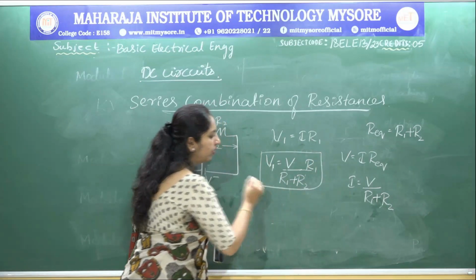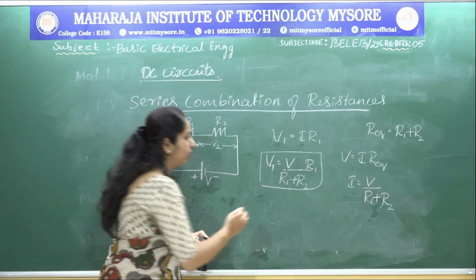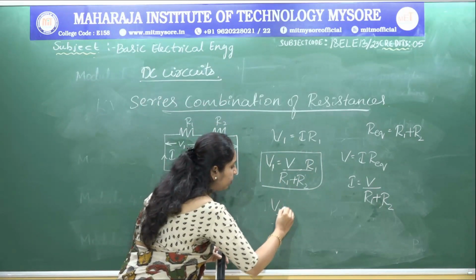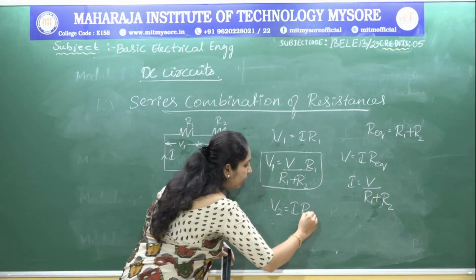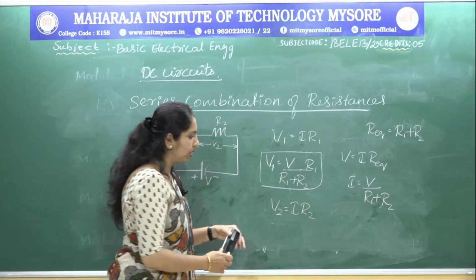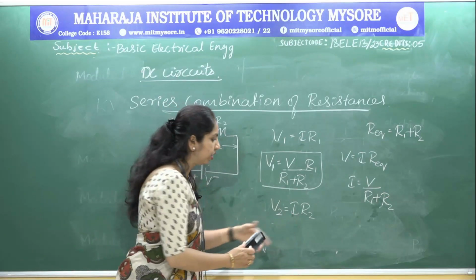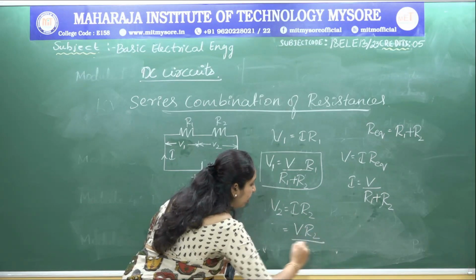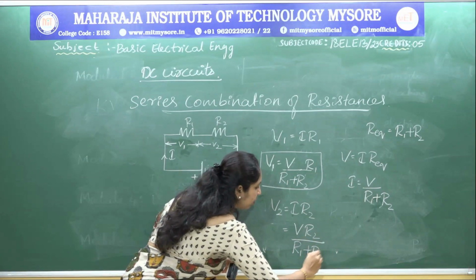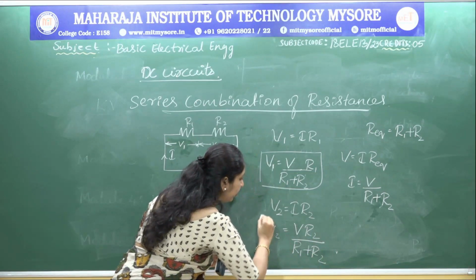So this is V1. Similarly we can have another equation which is V2. What is V2? You know that V2 is equal to I into R2. Similarly substitute the same I equation here, then you will get V into R2 divided by R1 plus R2, which is V2.